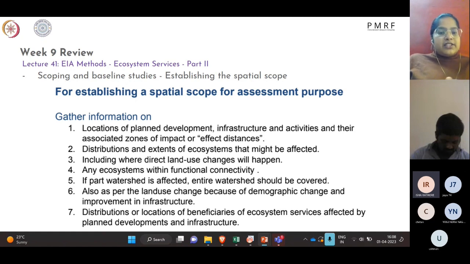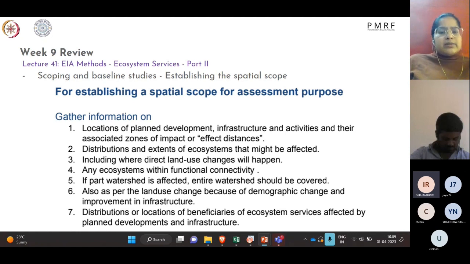And then you look up at the distribution and extents of ecosystems that are getting affected, whether direct land use changes are going to happen, because with direct land use changes, you are causing indirect effects to the ecosystem, because the ecosystem which was already existing because of this particular land use is going to get disrupted. So, if direct land use changes are happening, then you need to identify them as well.